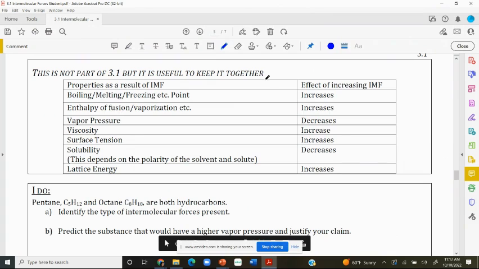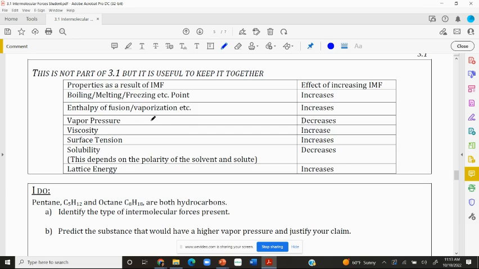All right. In general, the properties of IMFs result in the following. Boiling, melting, and freezing points are going to increase if you have increased IMFs. That is why, if we go down the halogens, they continue to get stronger as you move down. Enthalpy of fusion and vaporization: this is heat. How much energy do you have to put in to melt something or to boil something? As your IMFs increase, you have to put more energy in to make those phase changes happen.